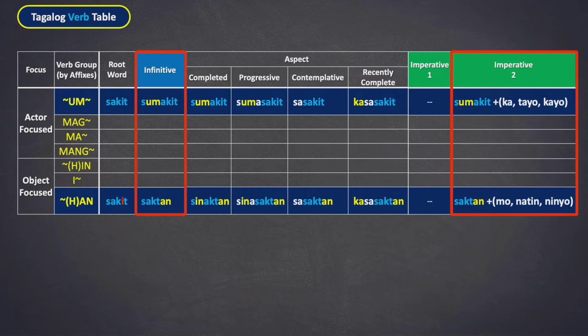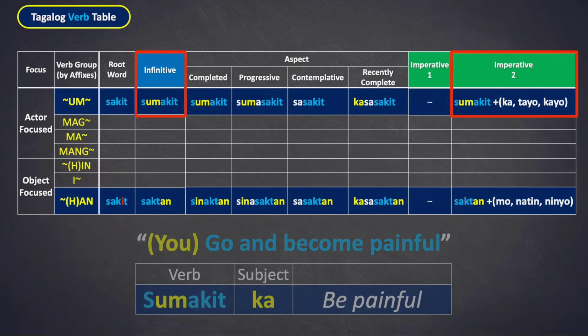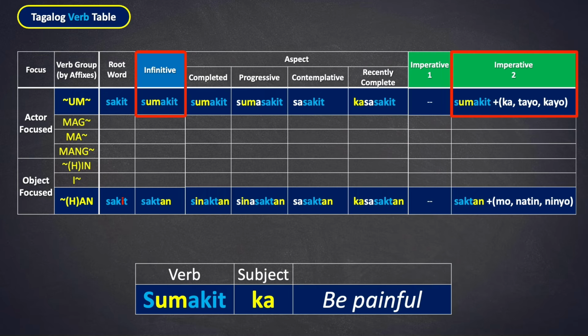Got it? The imperative verb SUMAKIT is a strange one. It means go and become painful. And it only refers to one's body part. So, if you wish to talk to your body part, say your foot, then you can say to your foot, SUMAKIT ka. Be painful. Other than talking to your body parts, I can't think of any other use for this imperative verb. It really has a very limited use.